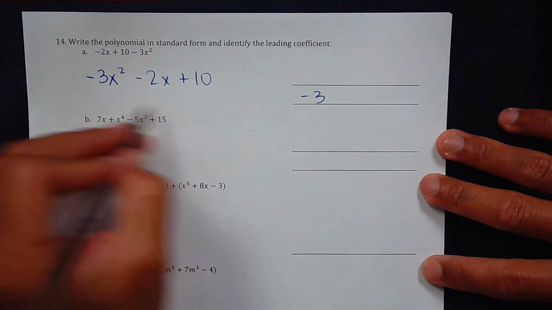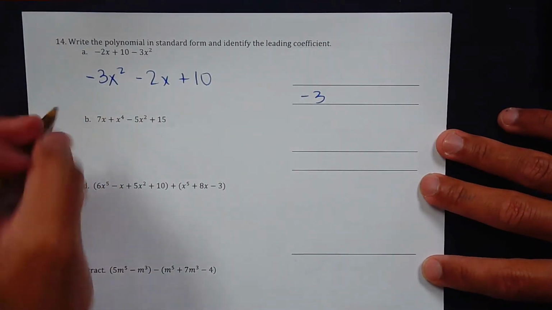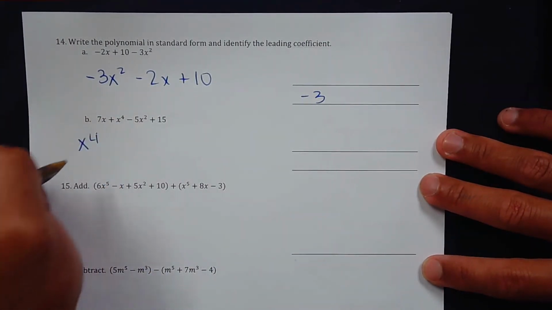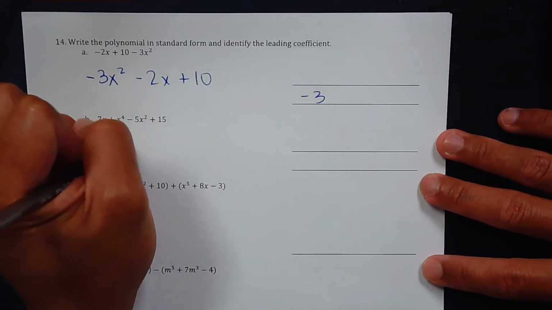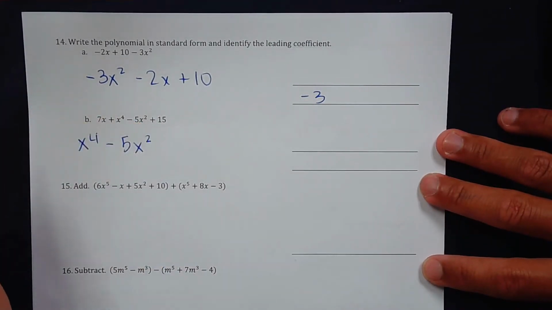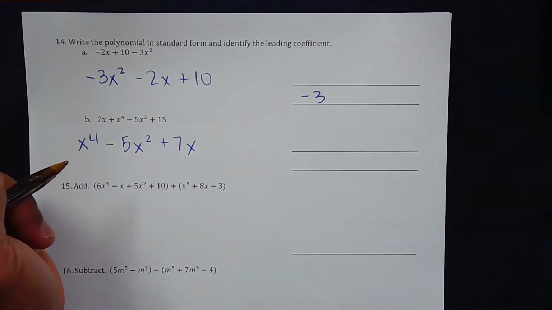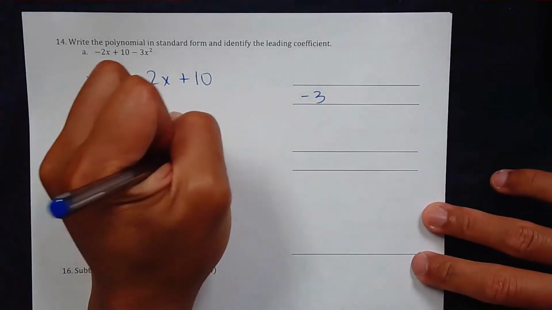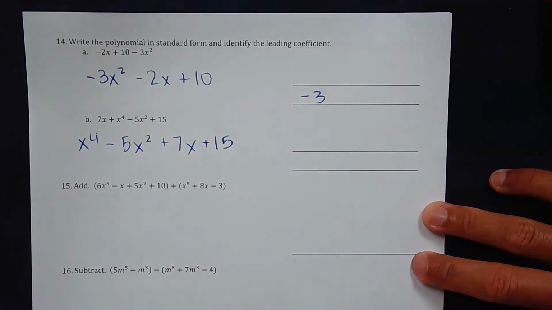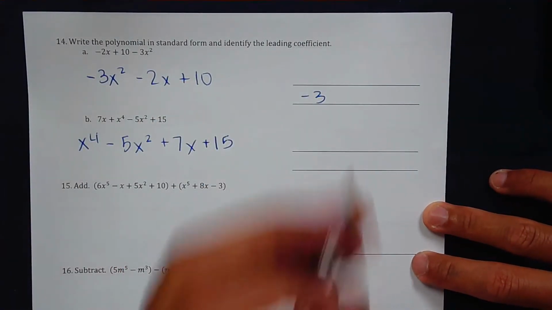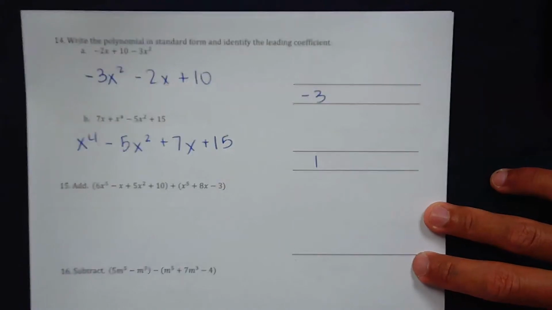All right, so we do the same thing with this. Writing in standard form, we take our 4 first. That's our greatest exponent. Our next greatest exponent is 2, so we write 5x squared. Next, we have plus 7x. And then finally, plus 15. All right, what's the first number here? Remember, it's just 1.